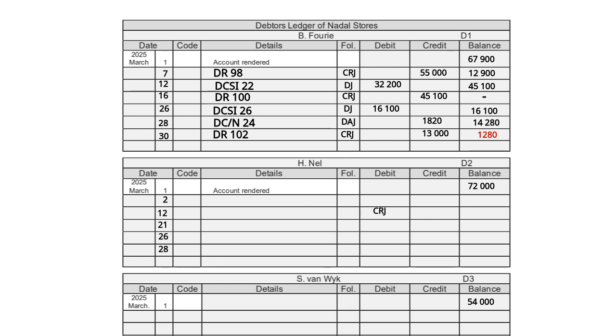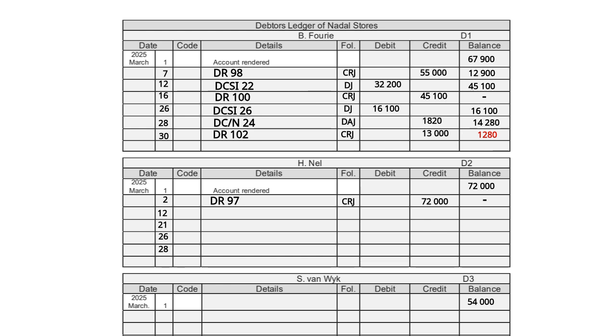So our journal is CRJ. It's duplicate receipt 97. The entire amount that he owes is 72,000. So he's settling his entire amount, so that will go in the credit column. And now his balance is 0.